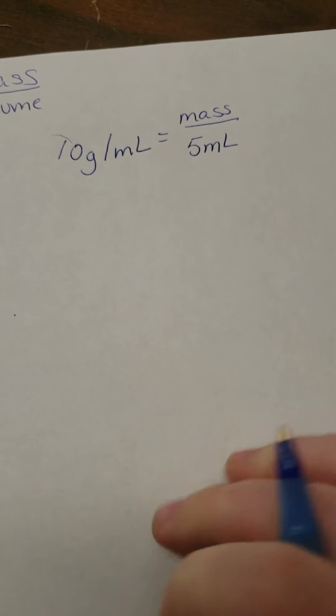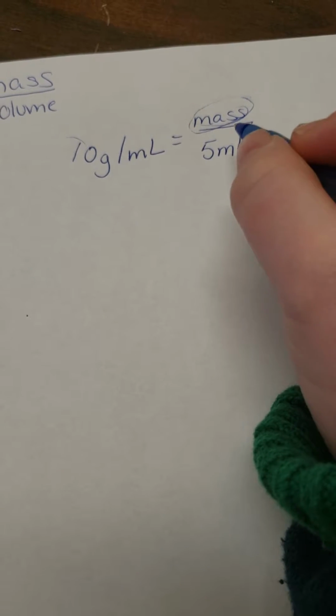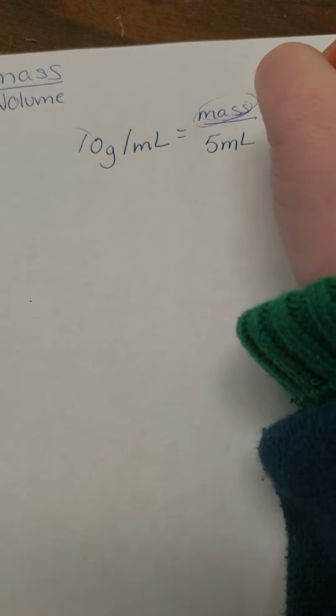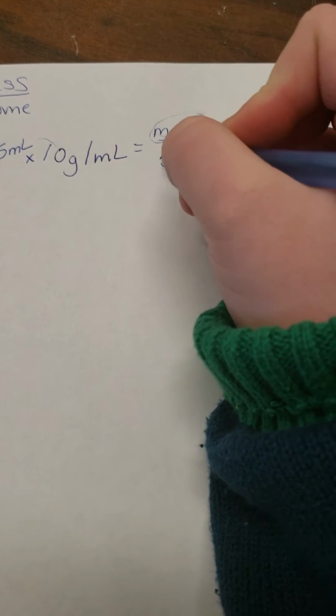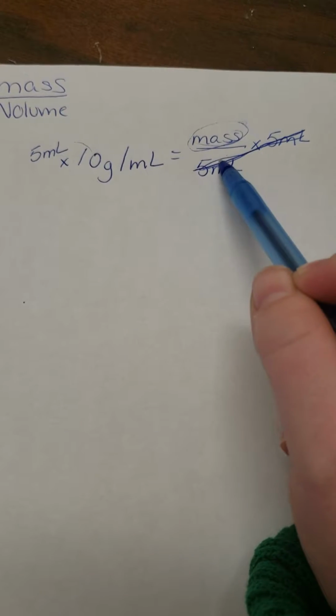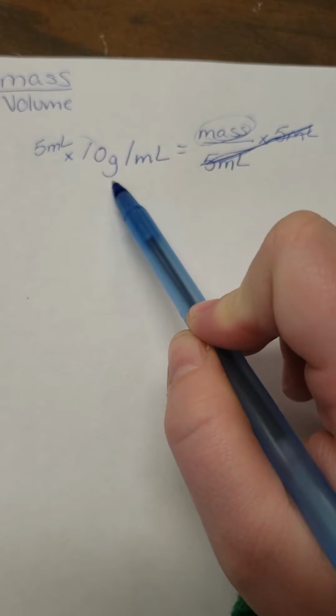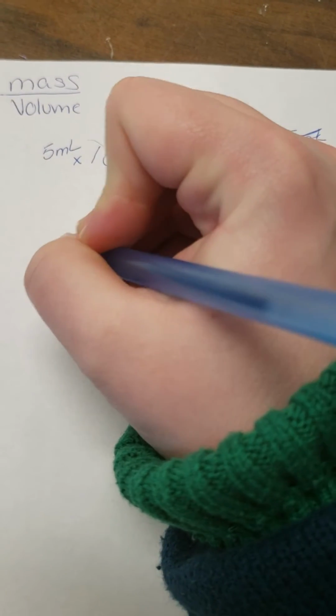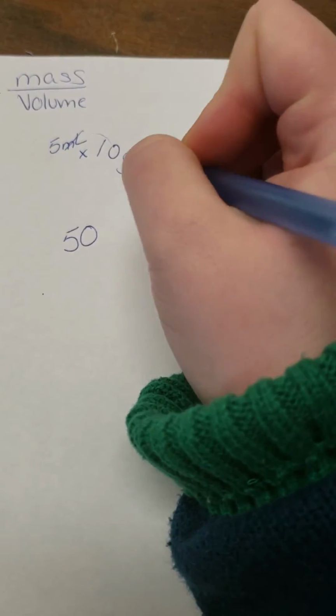over 5 milliliters. Okay, in order to get this mass by itself, we want to isolate this mass. We're going to have to multiply on both sides by 5 milliliters. So all that does is that gives us the ability to cancel out this denominator, because this denominator is kind of a pain and we don't want that there. So if we multiply by 5, we can cancel out the denominator, and then we just multiply by 5 on this side, and that will give us 50. The milliliters cancel each other out.